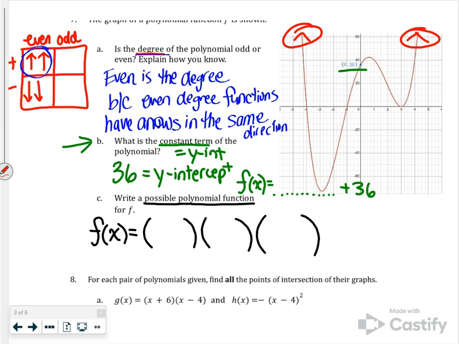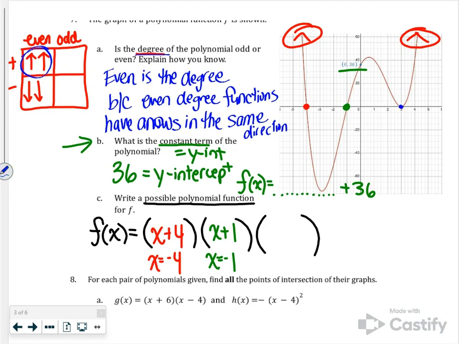So the first one right here, I see it at -4 and it is crossing. So if the x value is -4, I switch it to become a factor of x plus 4. Now I look at this next function crossing. It's called a horizontal intercept, or it's called a vertical intercept. And that one is crossing at x equals -1. So we will do x plus 1 as the factor.